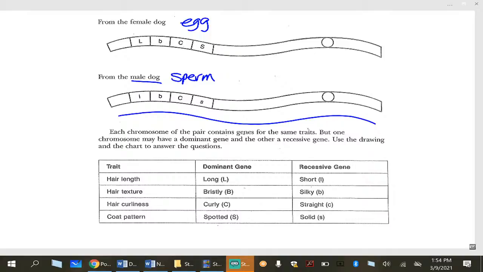Now ready? This is a chromosome. What do you think these sections are?